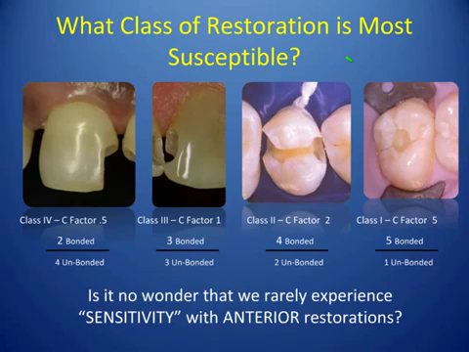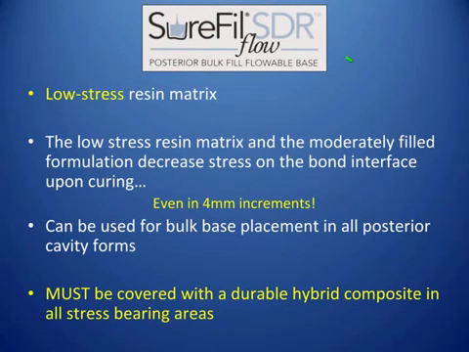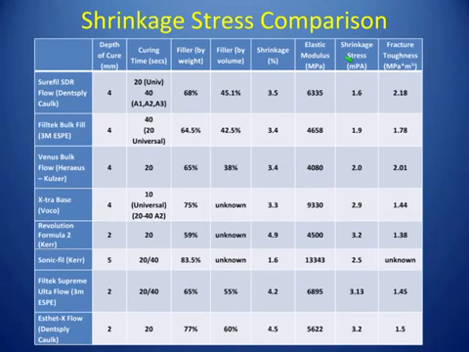So SureFill SDR flow, a bulk fill resin material, 4 millimeter increments for placement. There's comparative shrinkage stress tables for you to look at with your groups to let you see that even though this material has been on the market for 3 years, no competitors have really come close to what our stress numbers are. You can see the shrinkage stress numbers here, but volumetric shrinkage numbers are all very similar. So again, stress is a very relevant and applicable statistic that we're looking at these days when evaluating materials.